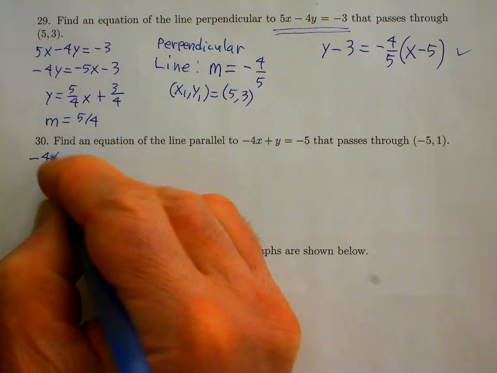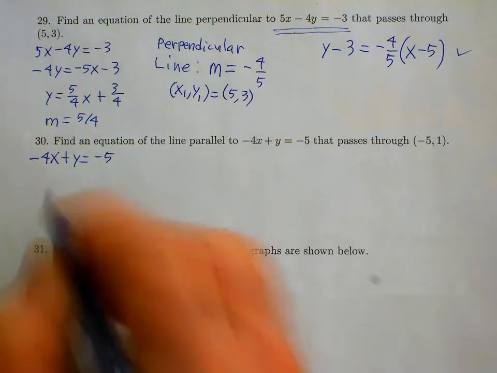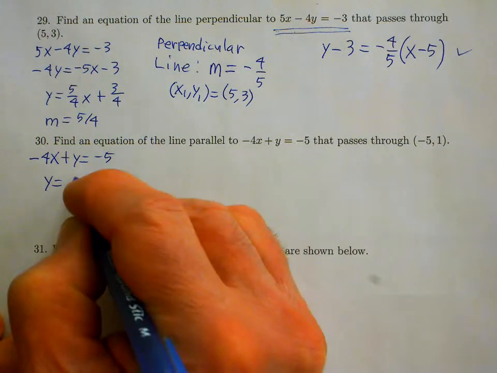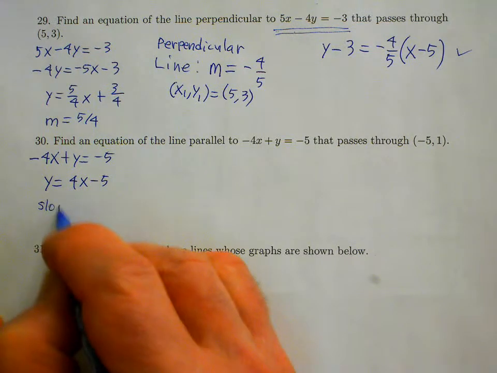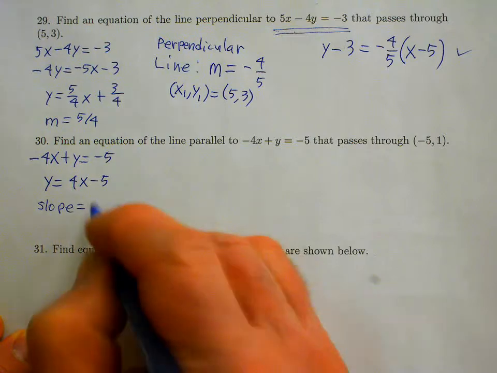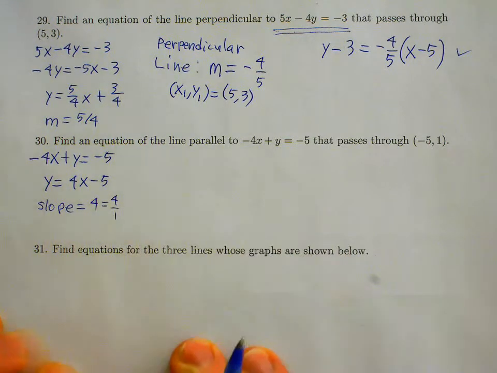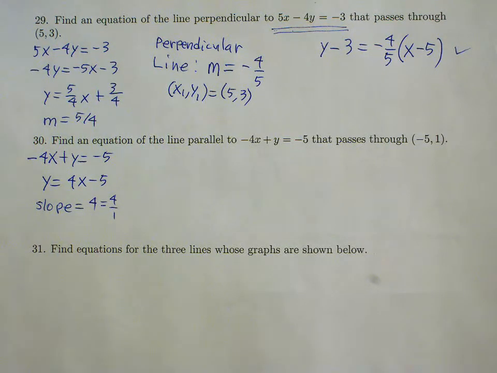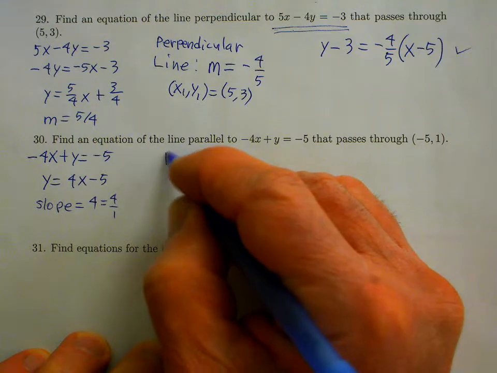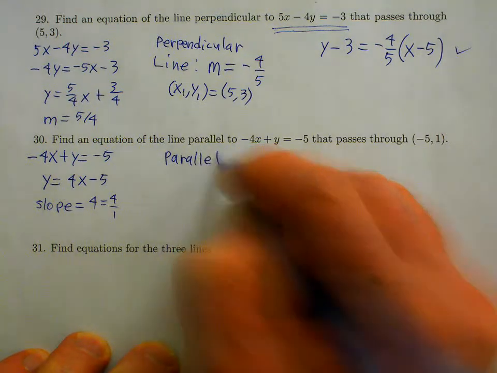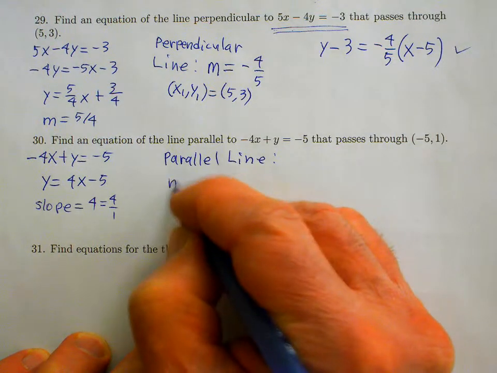So we'll begin with negative 4x plus y equals negative 5. Solving for y, we just add 4x to both sides. y equals 4x minus 5. And the slope is 4. If you want, you can think of that as 4 over 1. But we're just going to use 4. And the parallel line will have the same slope. The line that's parallel has the same slope of 4.